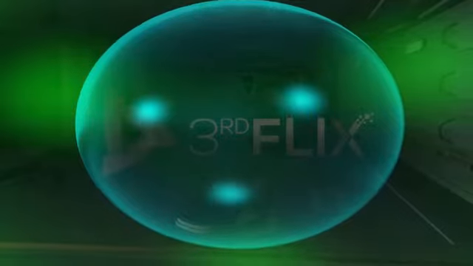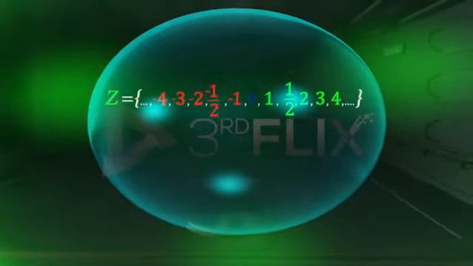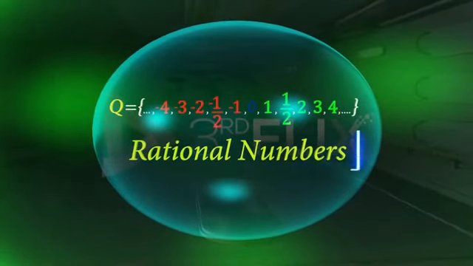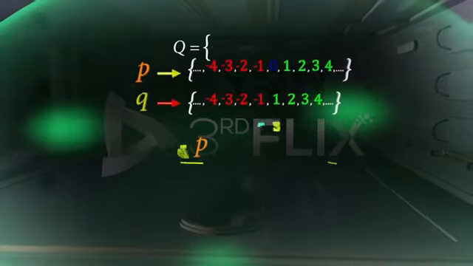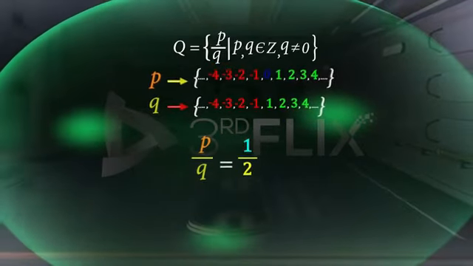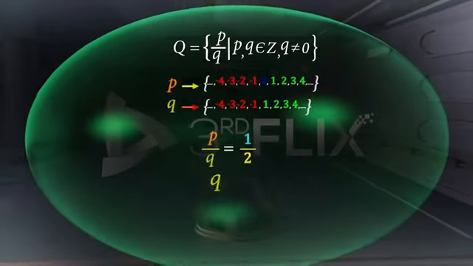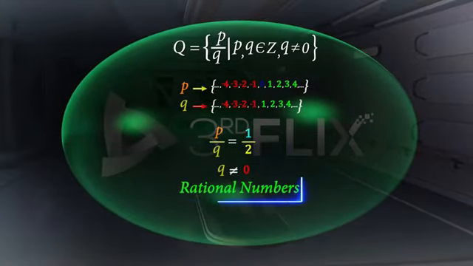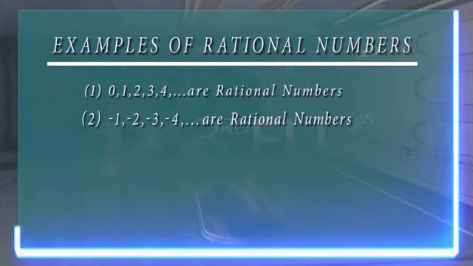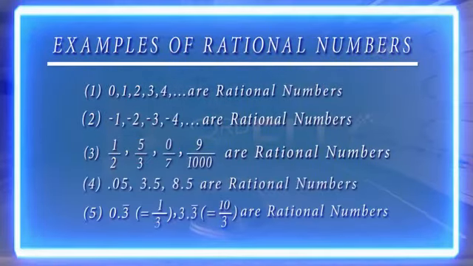When we combine integers and fractions together, they are called rational numbers. The numbers of the form p by q, where p and q are integers and q is not equal to 0, are called rational numbers. Let us see the examples of rational numbers.